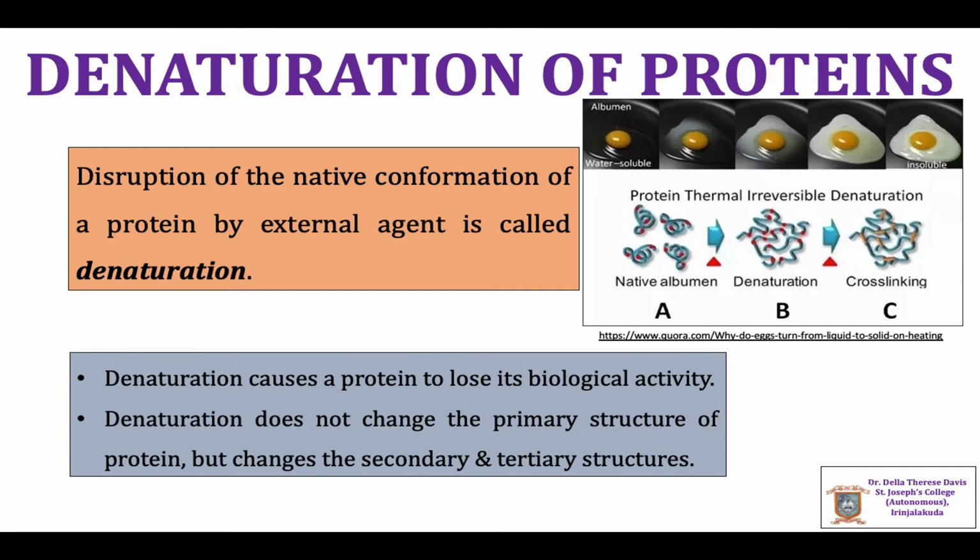Example, hard boiling of egg. The soluble globular protein albumin present in the egg white undergoes denaturation into fibrous form and it gets coagulated when the temperature is increased.